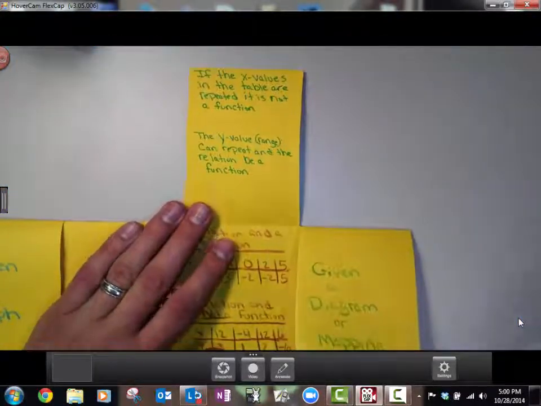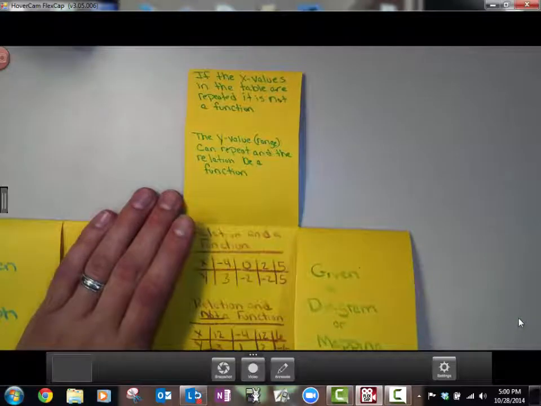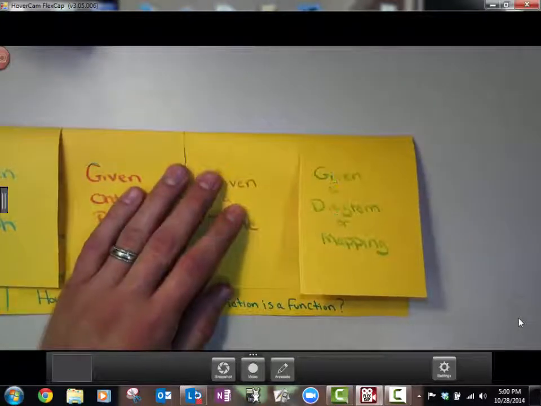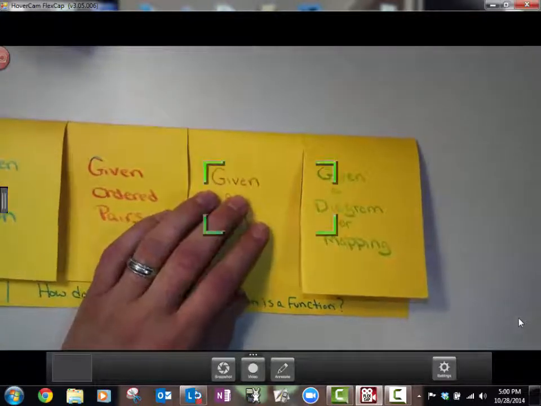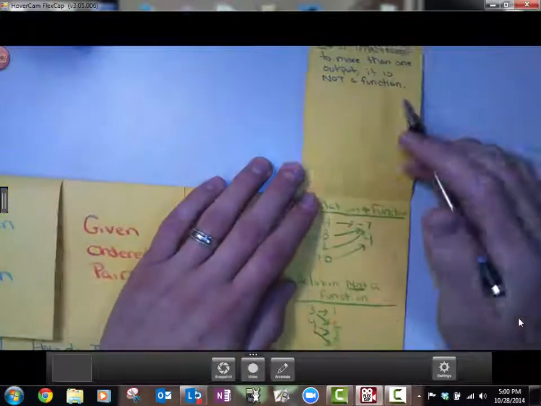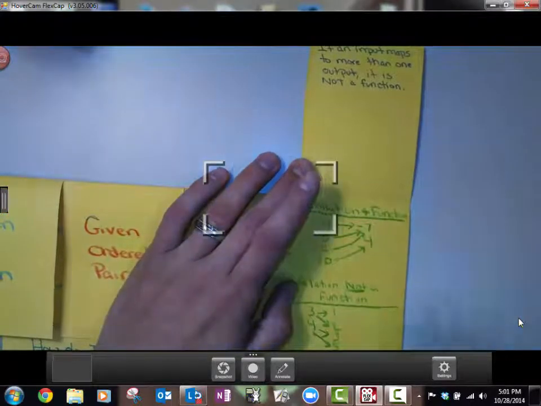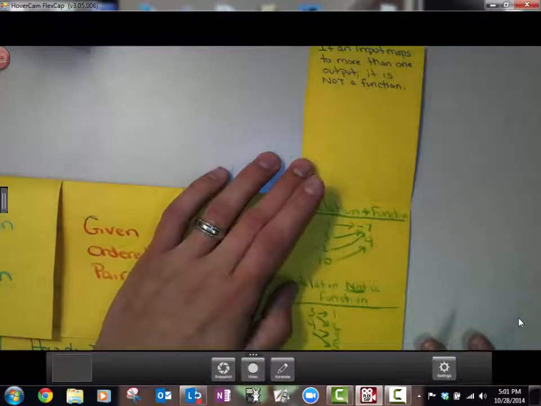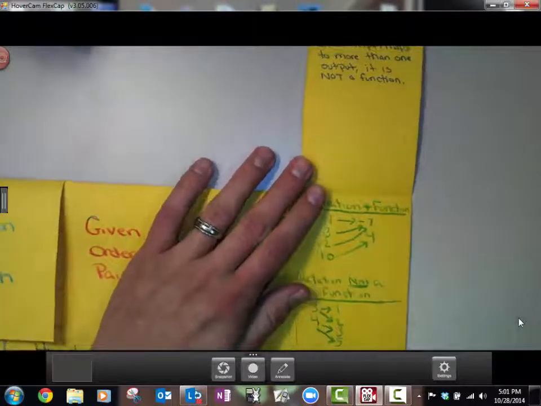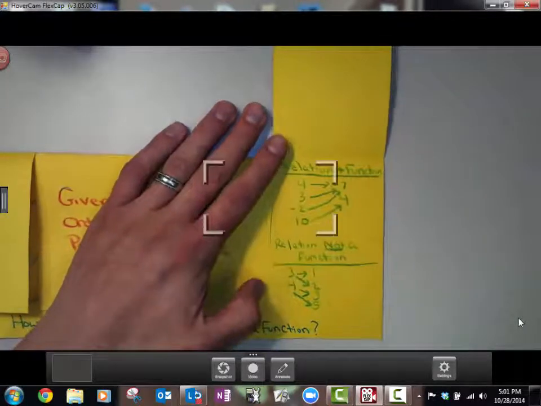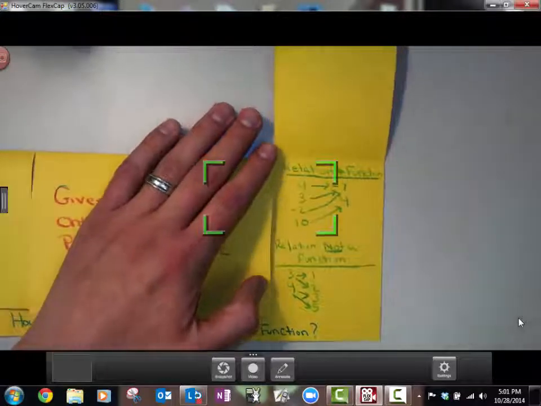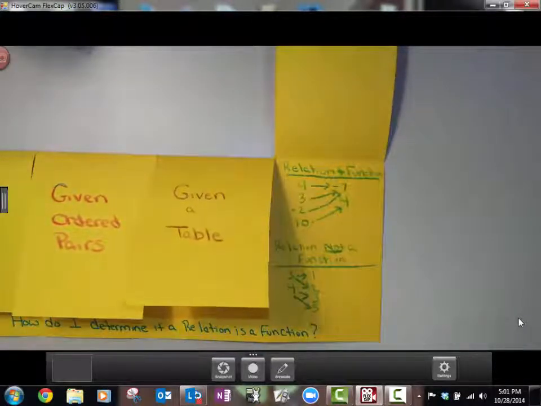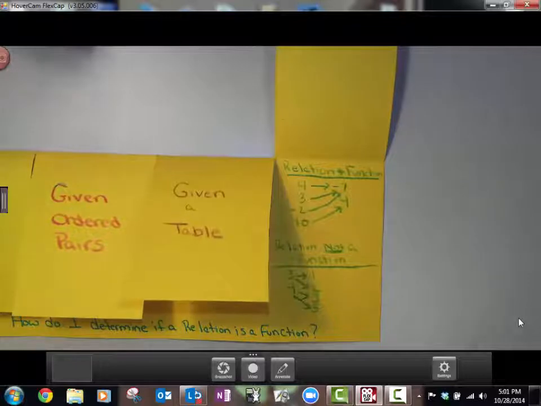And then as we move on, I want you to take a second, pause it, and actually copy this down as well. All right, and then the last one, if I'm given a diagram or a mapping, could be the term that you're given. If an input maps to more than one output, it is not a function, which is another way of saying if the x repeats, it's not a function. But if your input doesn't repeat, it can be a function.